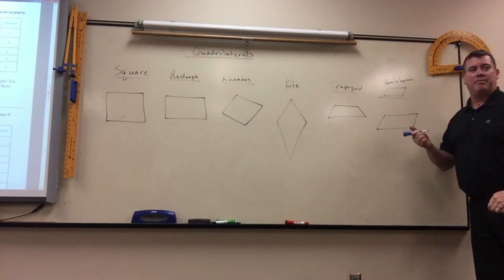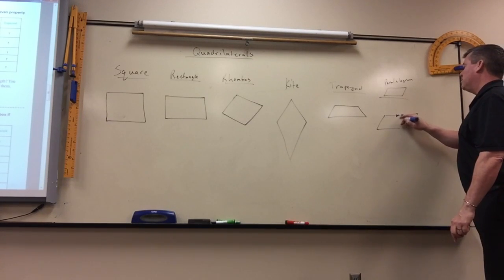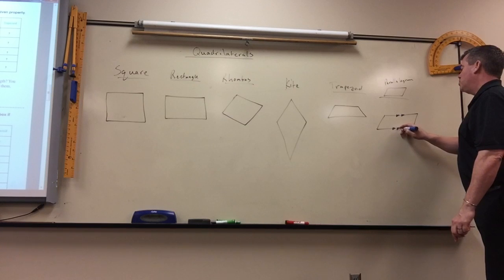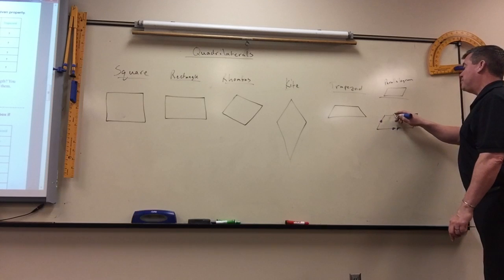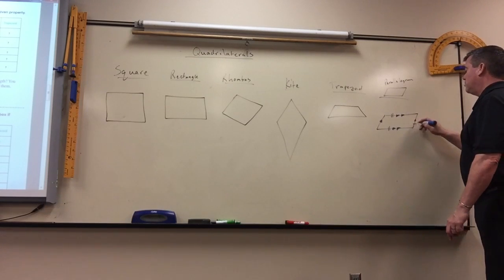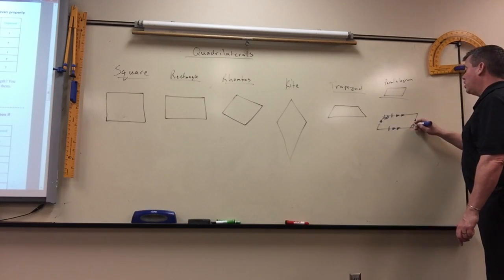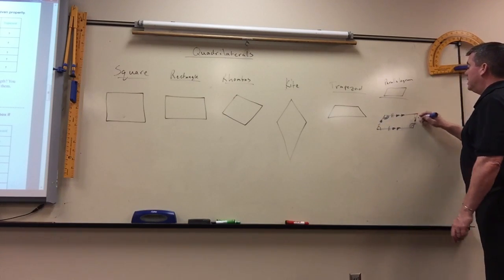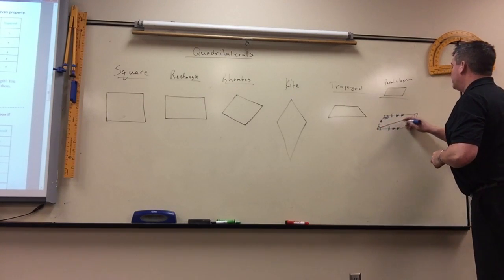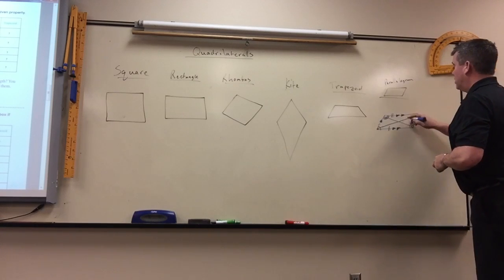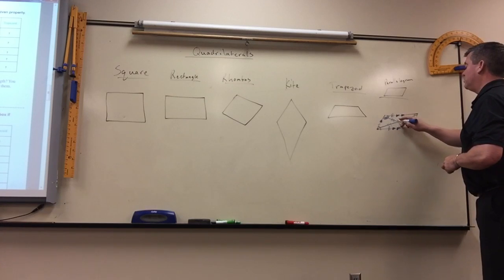But for a parallelogram, obviously opposite sides are parallel. So you draw triangles in there to show that they're parallel. Corresponding angles are supplementary. Opposite sides are congruent. Opposite angles are congruent. Consecutive angles add up to 180. And the diagonals bisect each other. So this piece would equal this piece, and this piece would equal that piece.